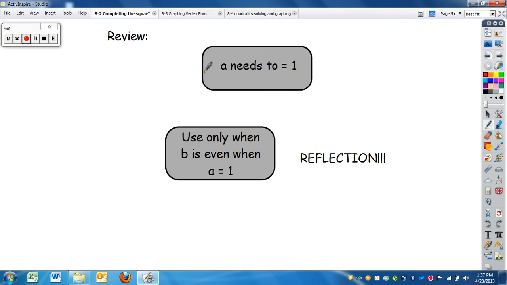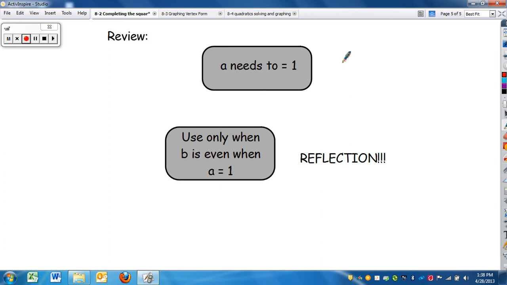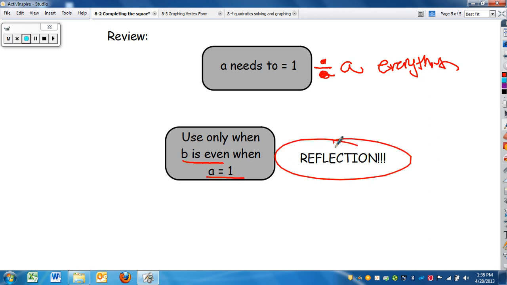Alright, and that's it for the video. Again, a needs to equal 1, so the way we resolve that is divide everything by a. And then again, we only use it after that point when b is even and when a equals 1. Just a reminder to do the reflection to get credit for watching this video.